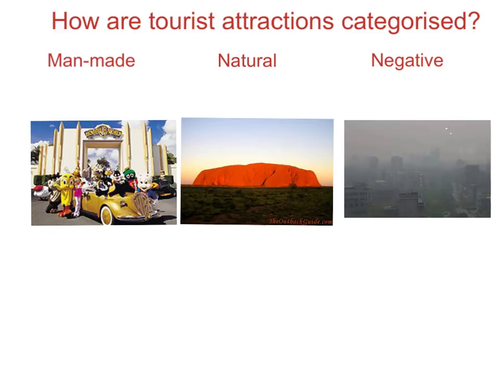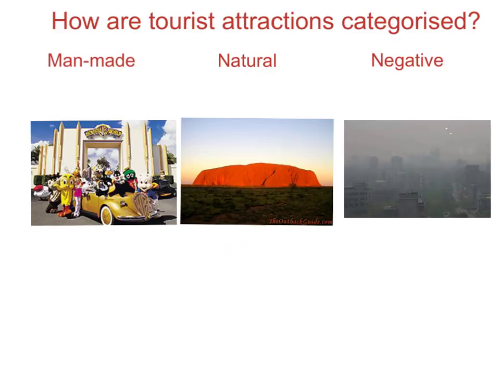The second type of tourist attraction is natural. So, a natural attraction is a physical feature that is deemed unusual or beautiful. Okay, so for example, Ayers Rock is deemed beautiful and unusual by many people, and people come from all over the world to look at it.